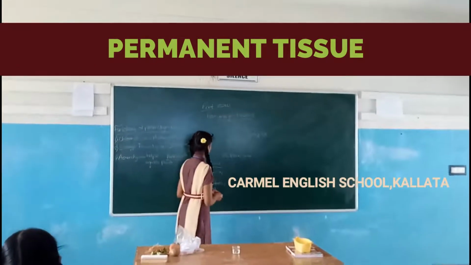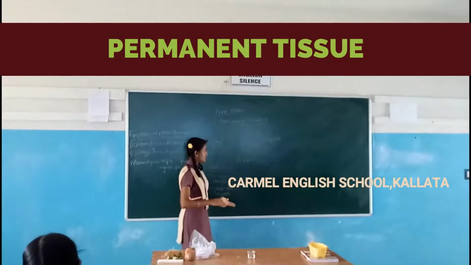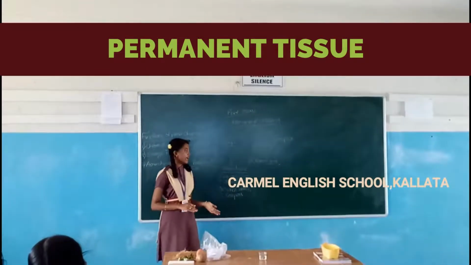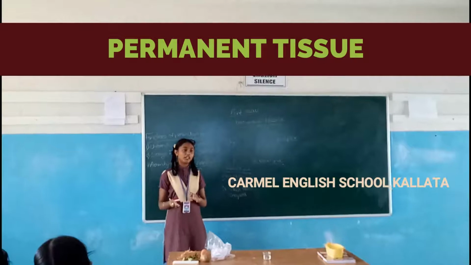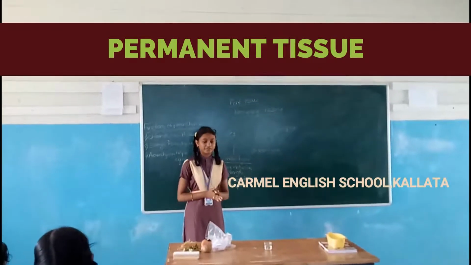Next, going to the last one, sclerenchyma. Some sclerenchyma cells are dead cells, and some sclerenchyma cells are living cells. And sclerenchyma is very hard and tough.